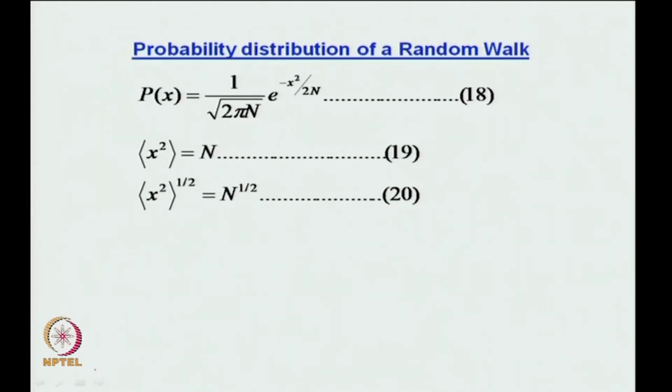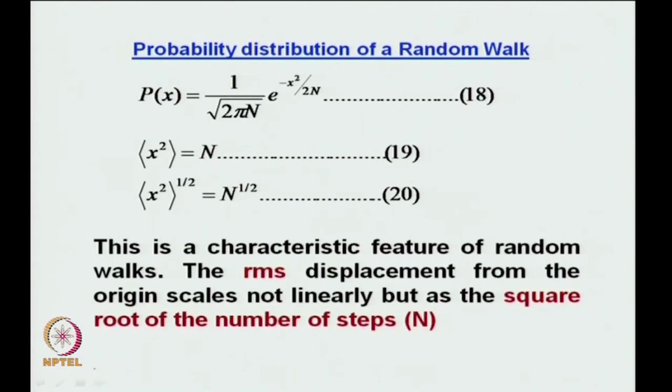And then we derived that the average of x square is equal to n, and hence the RMS is root over n, and this is where the random walk stands out. This is what the last few lines say. So, equation number 20 is a characteristic feature of random walks, and the RMS displacement from the origin scales not linearly with the number of steps, but as a square root. Again, this is a characteristic of someone exhibiting a random walk.